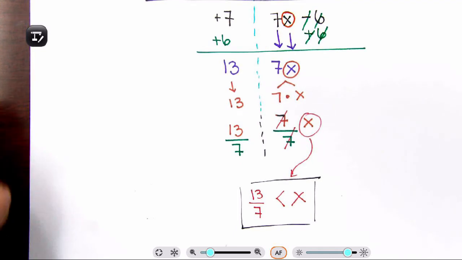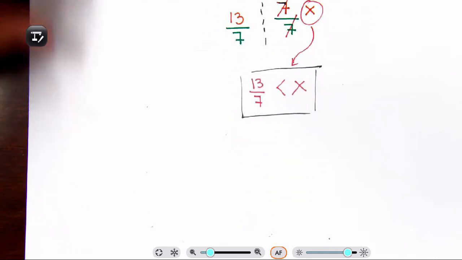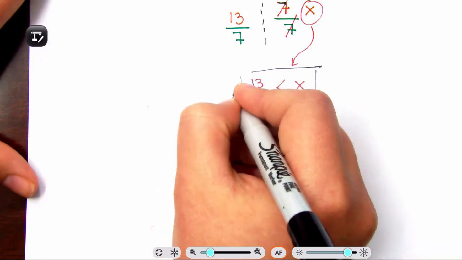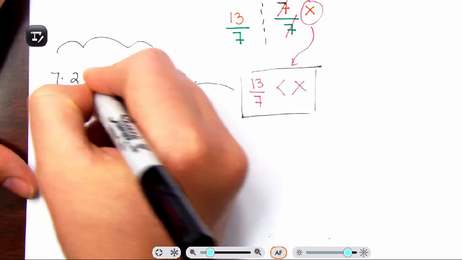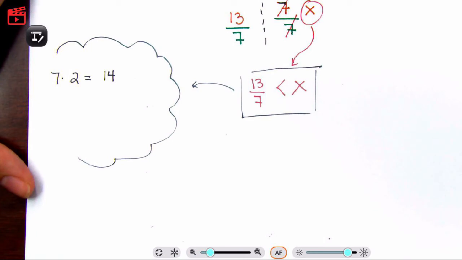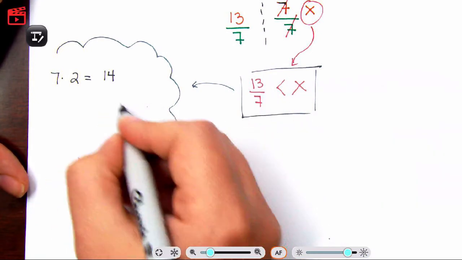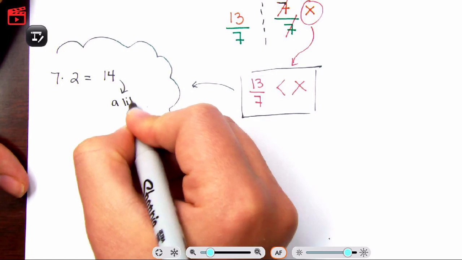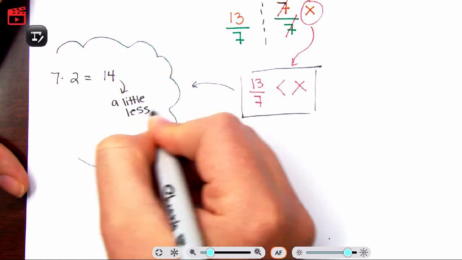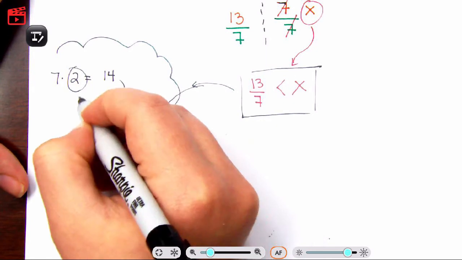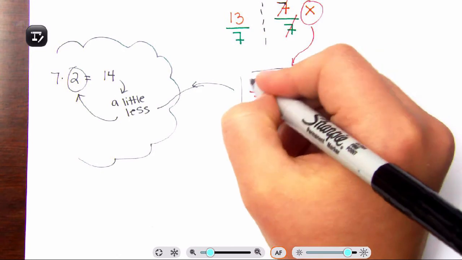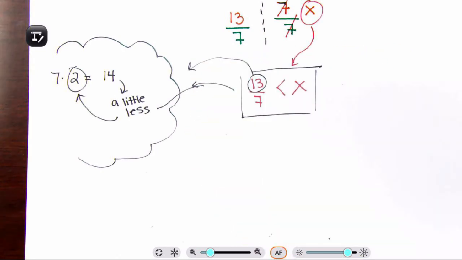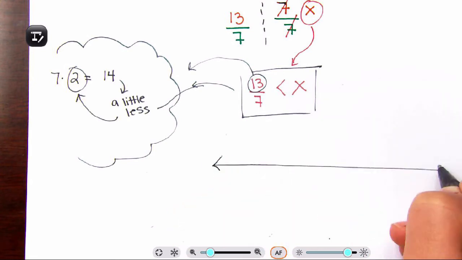Now, how would you graph something like this? This is a fraction. How would you graph this? So I know, here's my thinking bubble, because this is how I'm thinking. 7 times 2 is 14. I don't have 14, I have 13. So I have a little less than 2. Because 7 times 2 is 14, but 7 times 1 is 7. 13 is much closer to 14 than 7 is to 13. So I'm going to do a number line again.